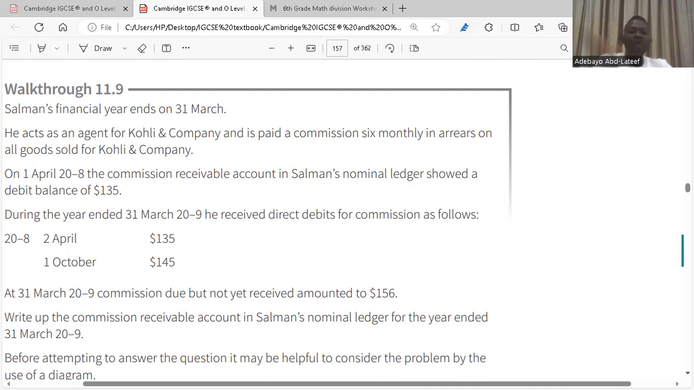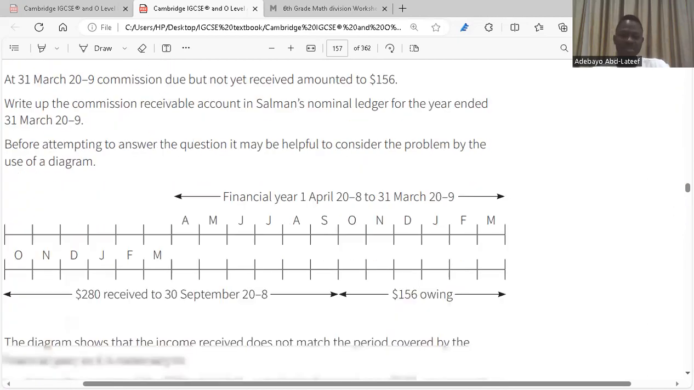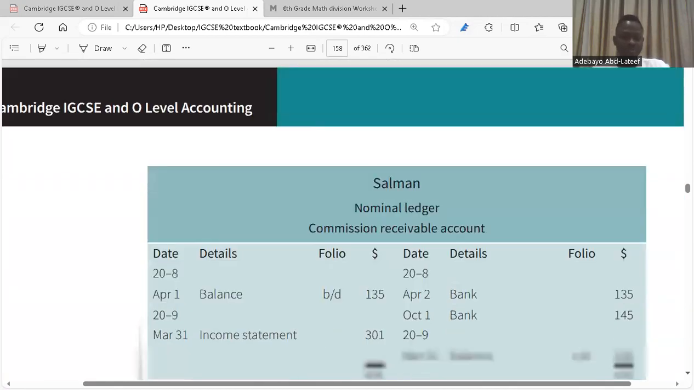Yes. During the year to 31st of March 29, he received direct debit for commission as follows: 135 and 145. At March 31, commission due but not yet received amounted to 156. Not yet received. Accrued income. Thank you. So write up the commission receivable account in Summer's ledger. So how do we write that?